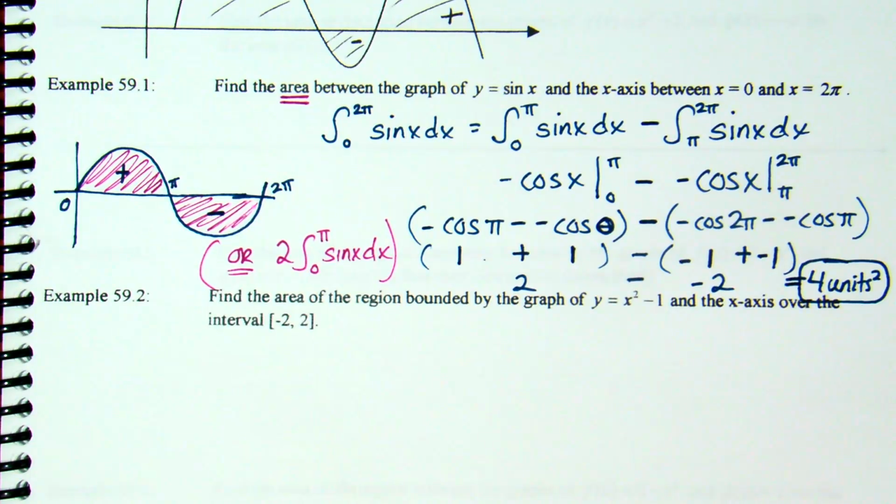Is it a shortcut? It might be quicker if you see it. When we start looking at AP questions and I look at my AP answer key, that's something they will tend to do, is they would double it instead of subtracting the other one, if they're symmetrical. Ready for example 2?